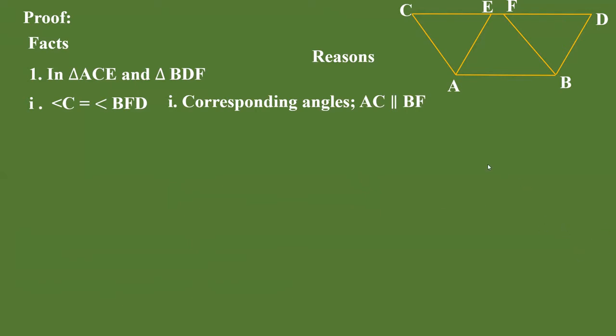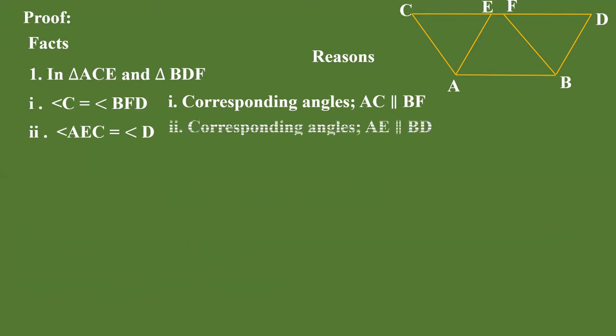And here, the next one is in number 2. See what we can say. Angle AEC is equal to angle D. Now, they are also corresponding angles. You can just write the corresponding angles. And this time, the parallel lines are AE parallel to BD. Got it? We got angle and angle.